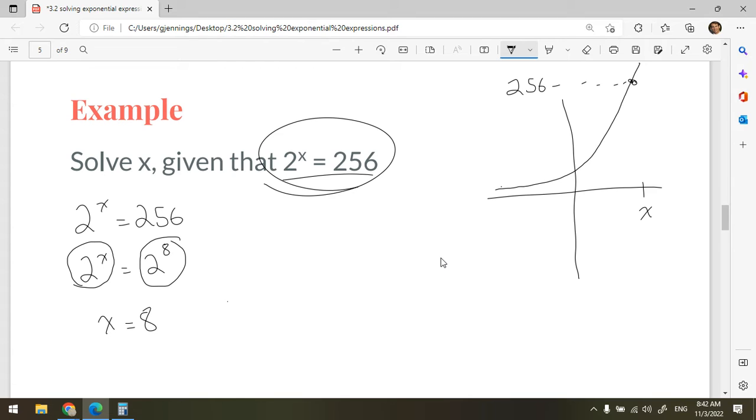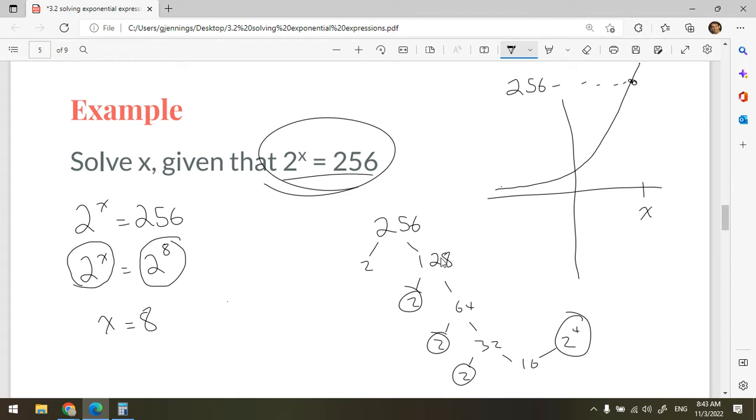Agreed? Could you just make a factor tree to solve for this? Yeah, you could also factor tree it. That's the same thing as testing it on your calculator. So 256, factor trees 2 and 128, factor trees 2 and 64, factor trees 2 and 32, factor trees 2 and 16, and oh, I recognize 16, that's 2 to the 4. Maybe you recognize 16 as 2 to the 4, so you got 2 to the 4, to the 5, to the 6, to the 7, to the 8. So it's another way you can do it.